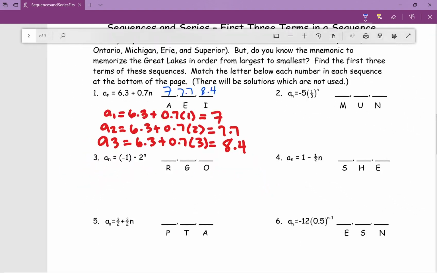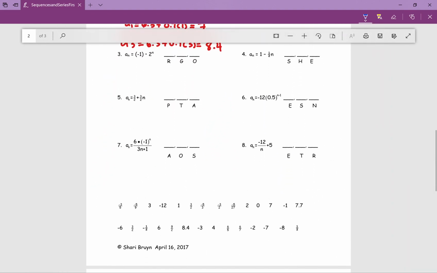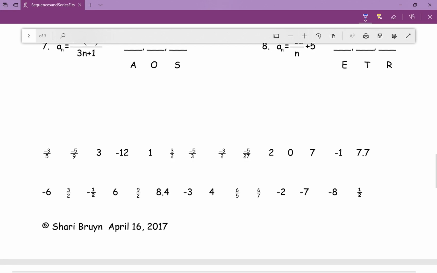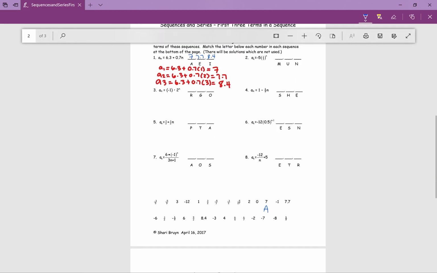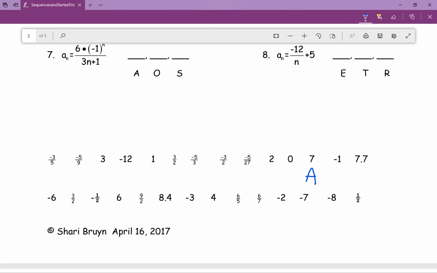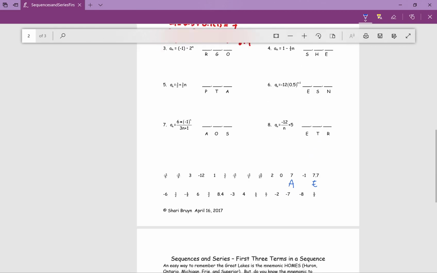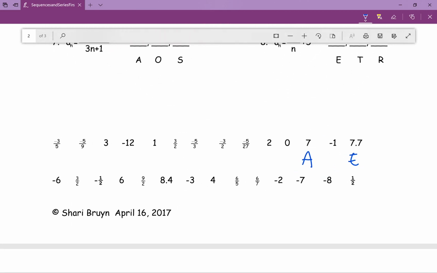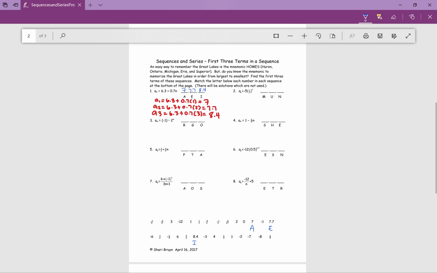So everywhere we see a 7, we're going to write an A. So right here at the bottom. So I'm going to type 7. So this is going to be A. And then for 7.7, it's going to be an E. And 8.4 is I. Okay, so that was the first one. That was number 1. Now let's look at number 2.